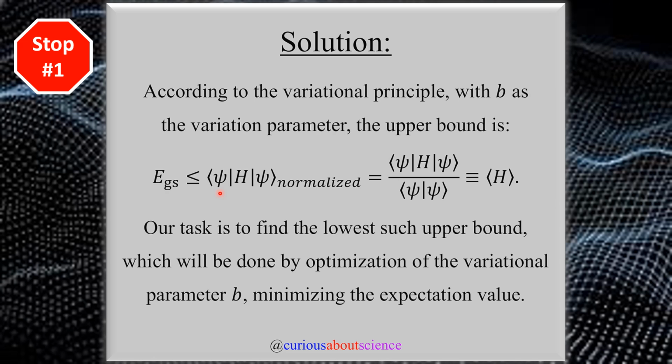And just to oversimplify, but overstate, we need to be normalized. So a lot of authors will just put in a normalization factor here, and having that there is just a really good reminder that we're going to need to normalize whatever trial function we choose. And so with this, our task is to find the lowest such upper bound, which will be done by optimizing the variational parameter b, thus minimizing the expectation value.